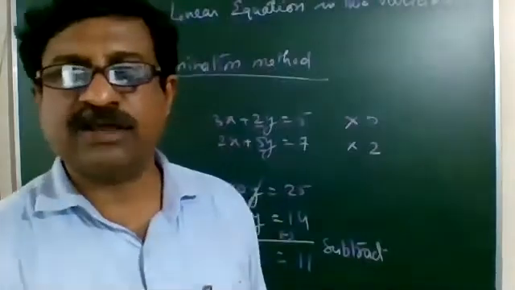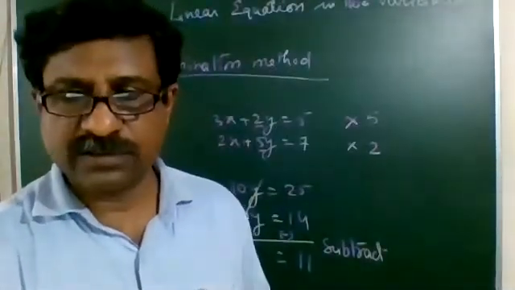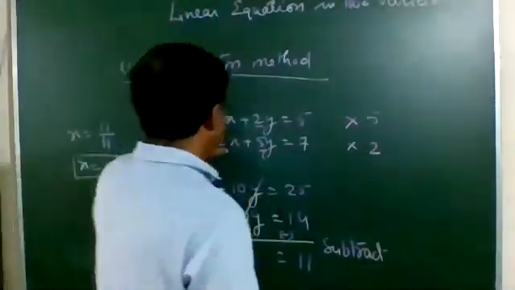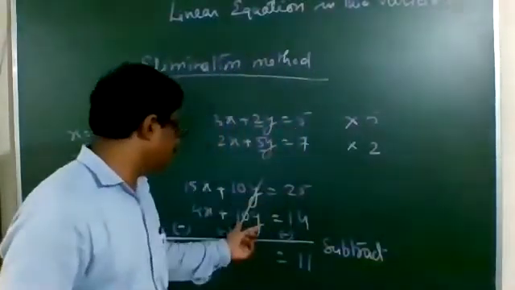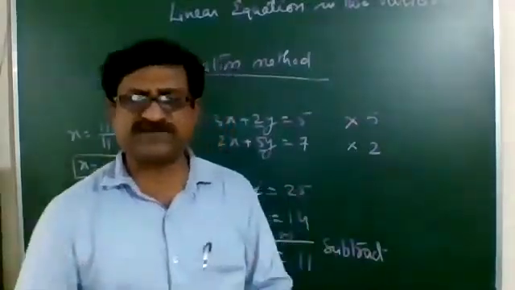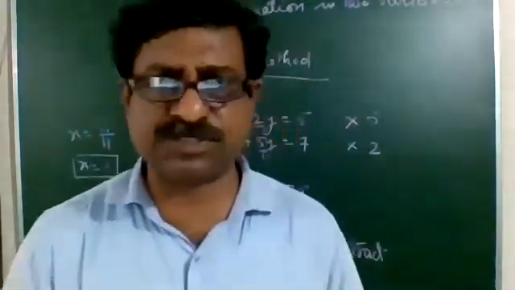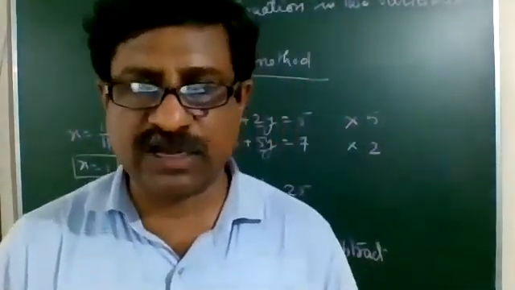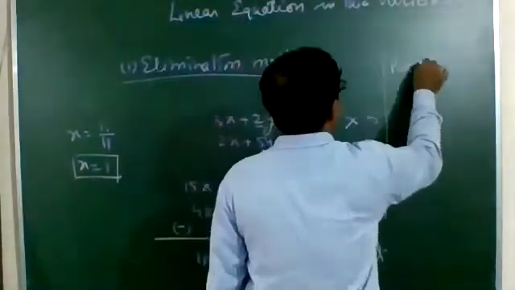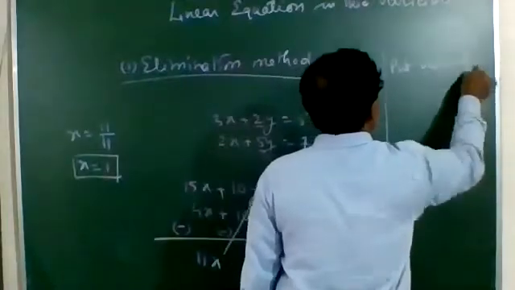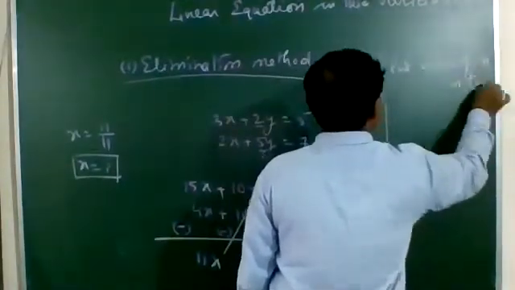Now we have to put the value of x equal to 1 in any of the equations. We got 4 equations. This is the first one, this is the second one, this is the third one, and this is the fourth one. Out of these 4, any equation can be chosen, and there you have to put the value of x. Suppose we are putting the value of x in the first one.